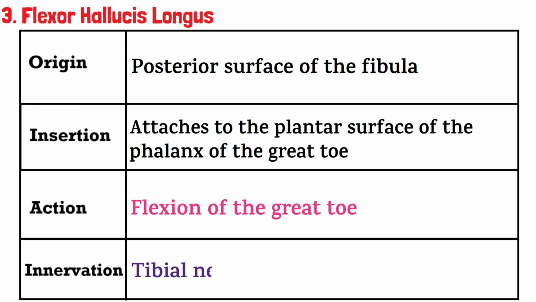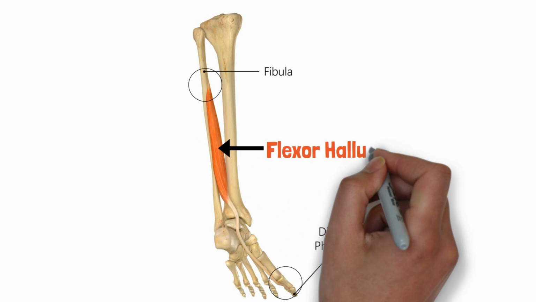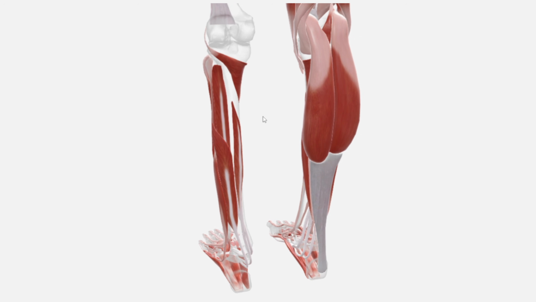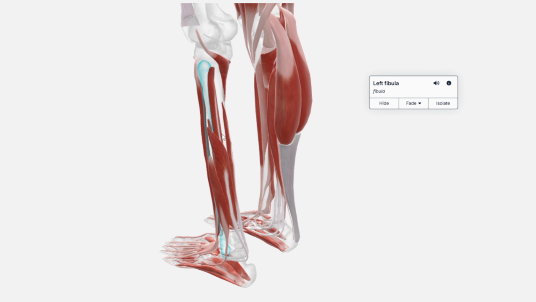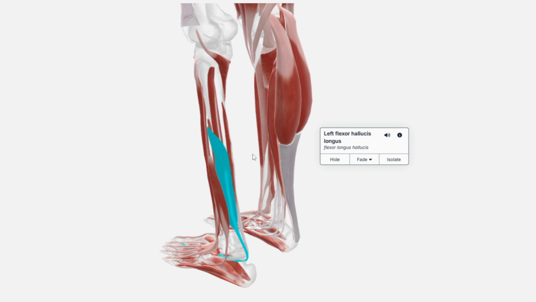Let's have a look at the 2D image first. So this is the posterior surface of the fibula. And this muscle traveling all the way to the distal phalanx of the great toe is the flexor hallucis longus. Now let's take a look at the 3D model. This is the fibula. And this muscle originating from the posterior surface is the flexor hallucis longus.